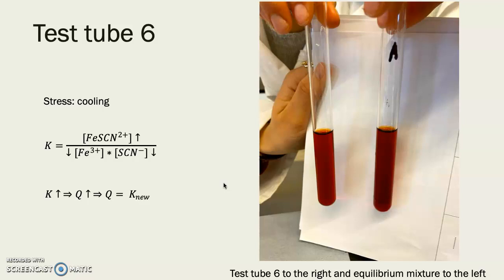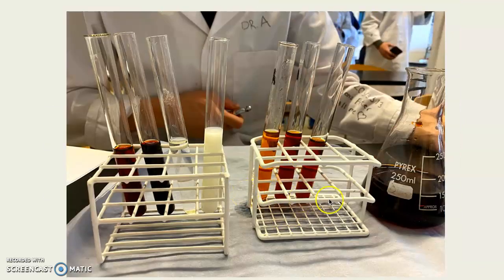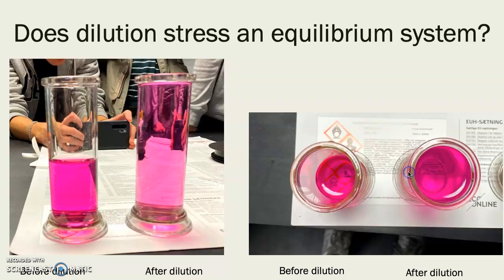Because we have cooled down the solution, both reactions have become slower, but one a bit slower than the other, because the solution has become slightly darker, as we can see, which means there are more products in the solution, so the forward reaction is faster and exothermic. And yeah, this is a picture of all our experiments in one.